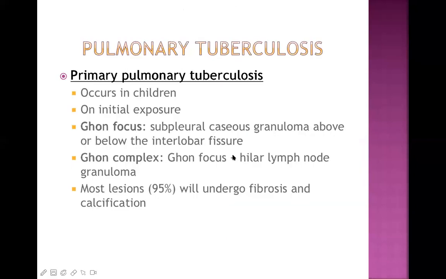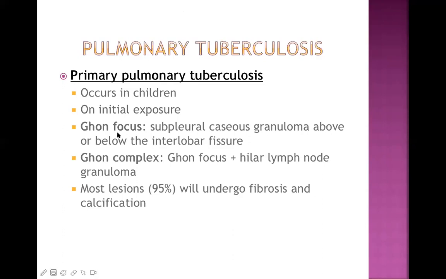Now let's move on. Pulmonary tuberculosis is mainly divided into primary and secondary pulmonary tuberculosis. So let's talk one after the other. Primary pulmonary tuberculosis mainly occurs in children, on initial exposure. Adults usually get secondary pulmonary tuberculosis either by reactivation or reinfection, but children get primary pulmonary tuberculosis.